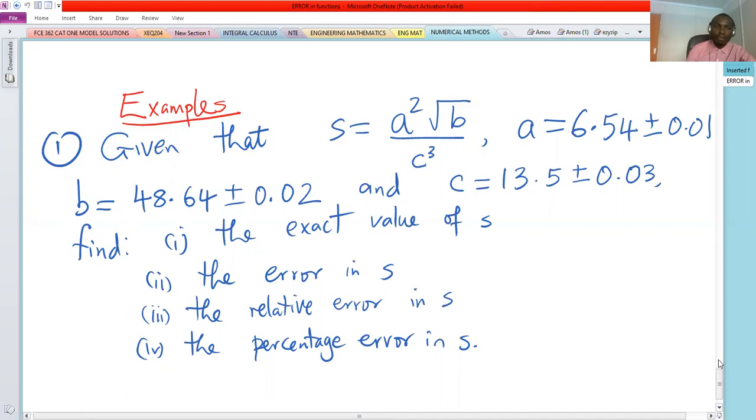So there are four problems for us to work out. First is to find the exact value of S. That one is very obvious. It's not very hard. Then the error in S, the relative error in S, and then the percentage error in S.